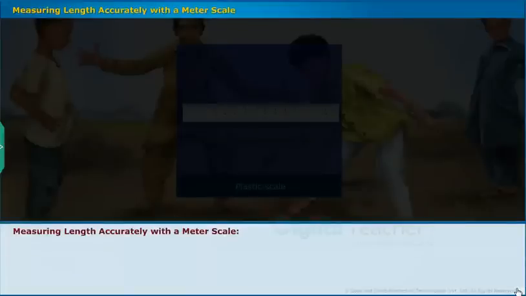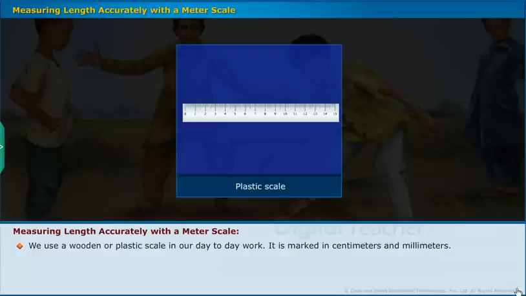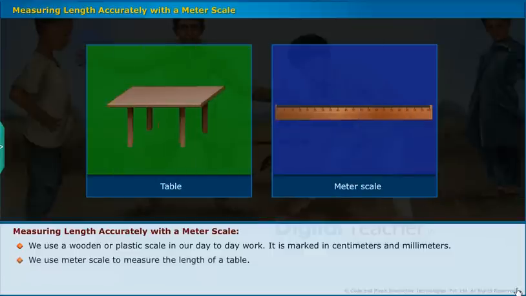Let us learn how to measure the length accurately using the meter scale. We use a wooden or plastic scale in our day-to-day work. It is marked in centimeters and millimeters. We use a meter scale to measure the length of a table.